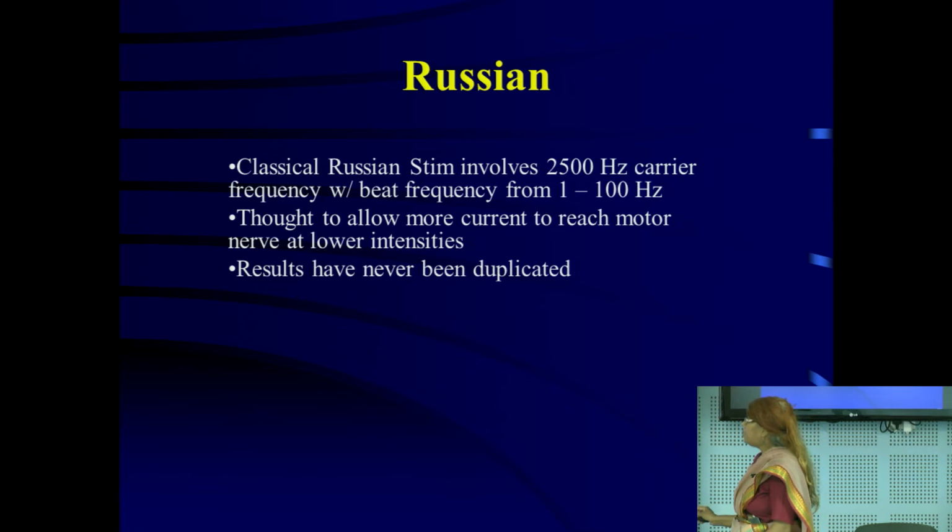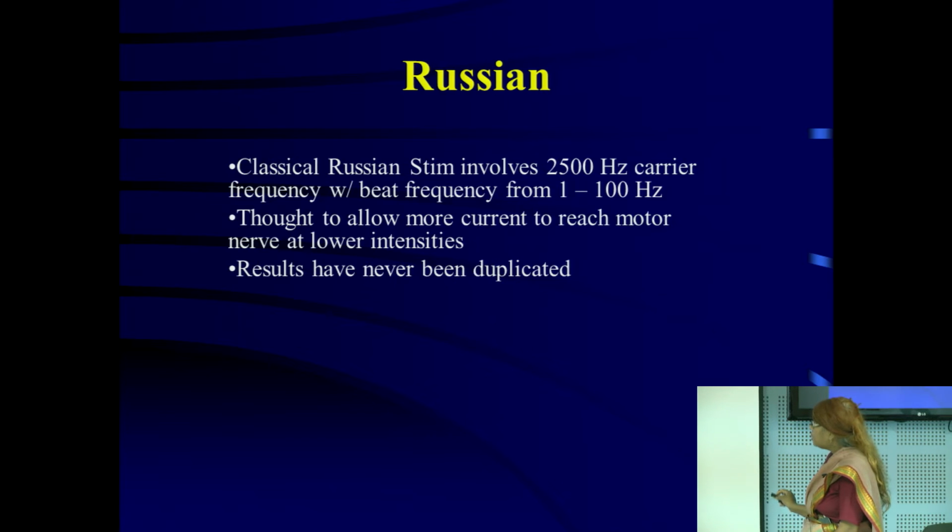Russian. The classical Russian stimulation involves a 25 Hertz carrier. We cannot beat them because they know low frequency you will feel it, with the beat frequency from 1 to 100 Hertz. So you will have the difference from 1 to 100 Hertz, and this is supposed to allow more current to reach the motor nerve at lower intensities. Again the same thing: less resistance means more intensity.